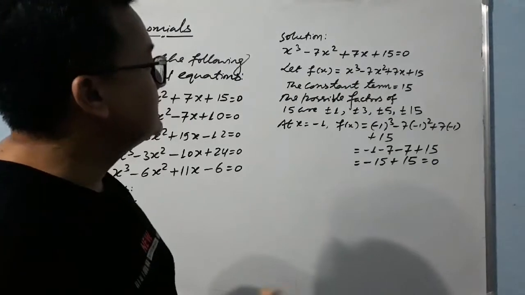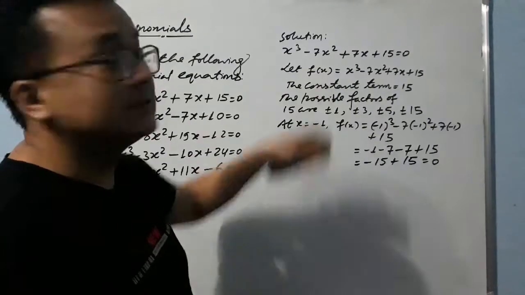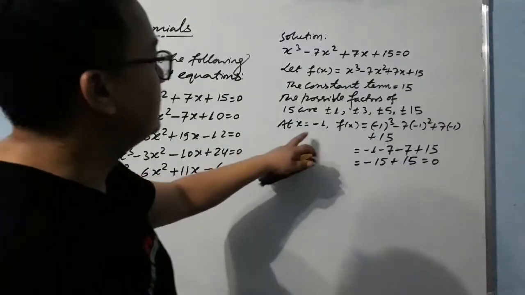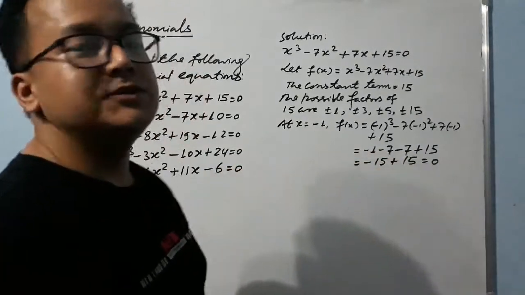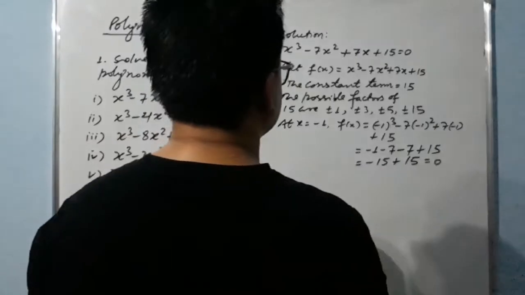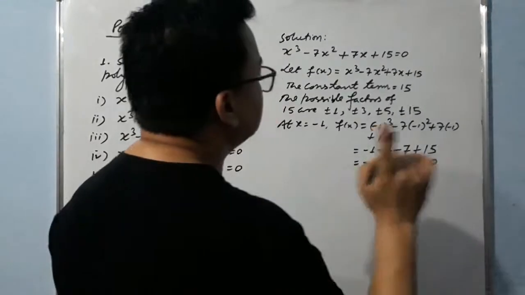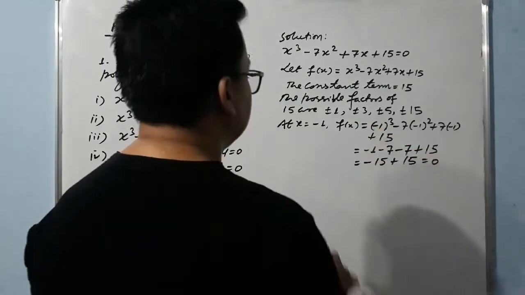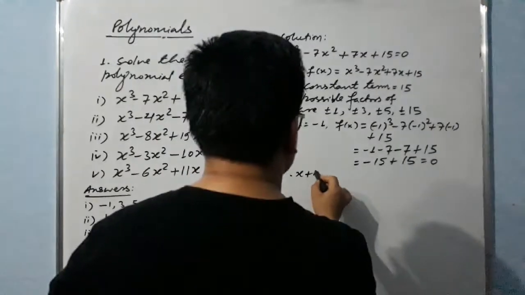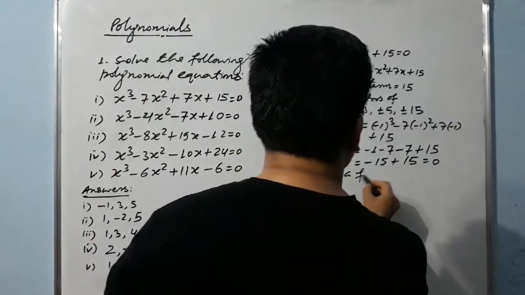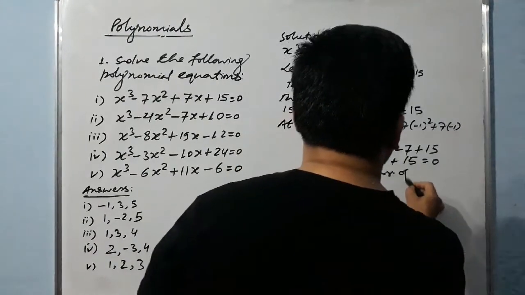So this shows that this is a root of the equation. Yes, x is equal to minus 1. At x is equal to minus 1, the function is equal to 0. So if the function is equal to 0, by the factor theorem, if you know the factor theorem, we can say therefore x plus 1 is a factor of f of x.